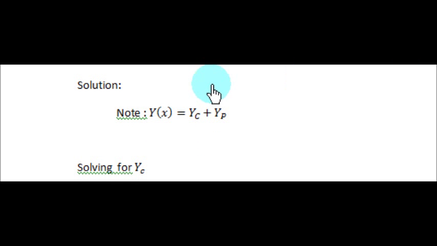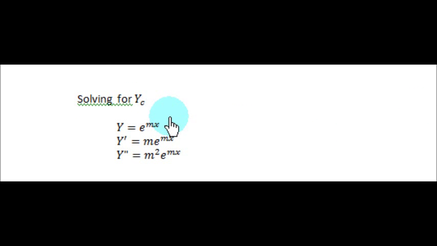So the complete solution will be equal to yc plus yp. We need to solve first the complementary solution, or the yc. So we let y equals e to the mx, then differentiate: y prime equals m e to the mx, y double prime equals m squared e to the mx.